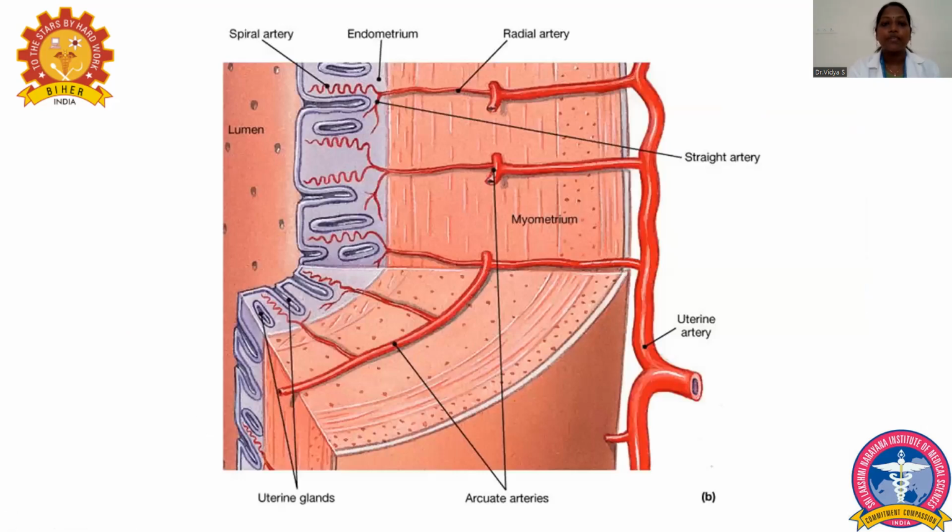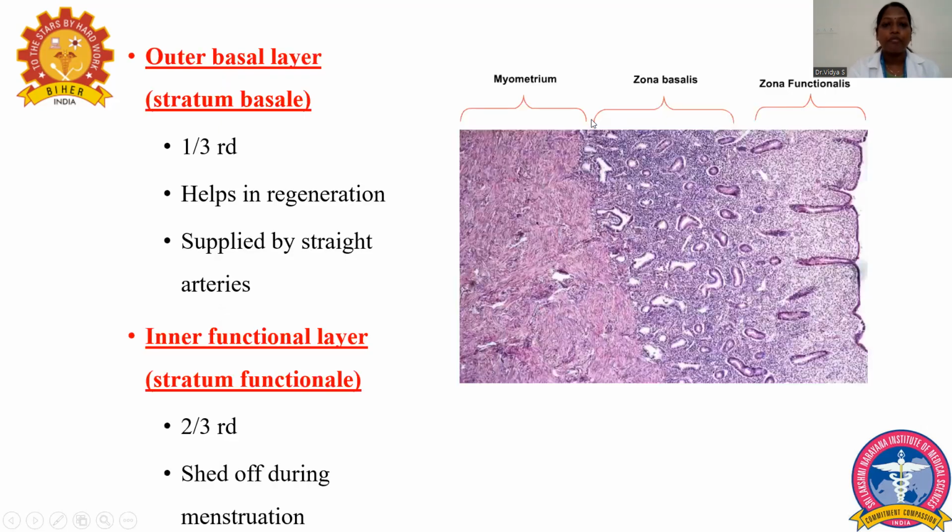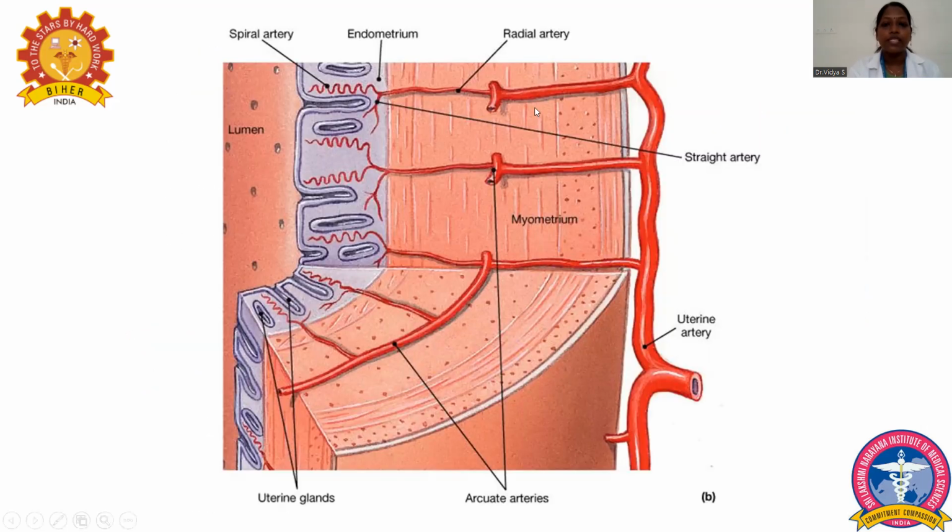This picture shows the two layers of the endometrium, stratum basal and stratum functionale. Here you can see there is a straight artery in the stratum basal. Here, see, this one is the straight artery in the stratum basal, but here you can see the spiral artery.